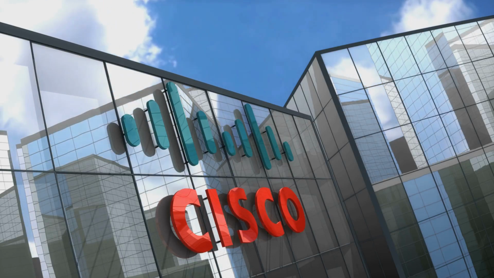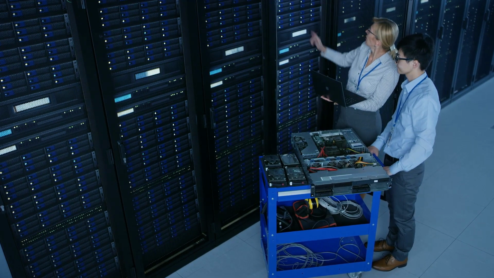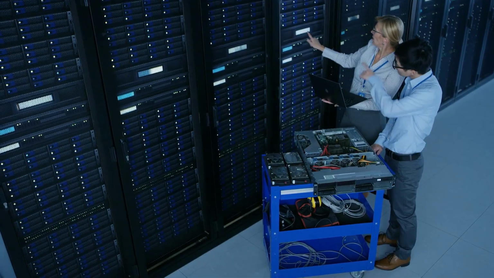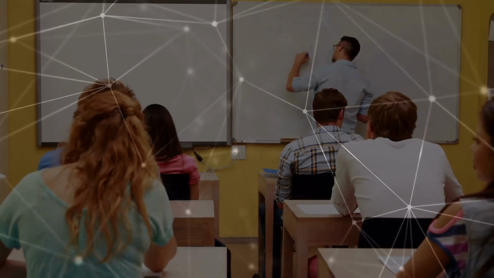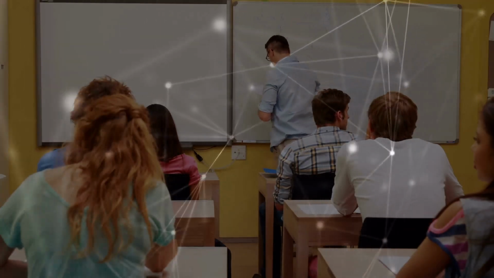This is the Cisco Networking Academy's Introduction to Networks course. This is the first course in a three-part series designed to give you a strong foundation in how networks operate, how devices communicate, and how data moves through wired and wireless networks. Whether you're preparing for a future in IT, working toward your Cisco Certified Network Associate certification, or simply building your technical skills, this course is where it all begins.